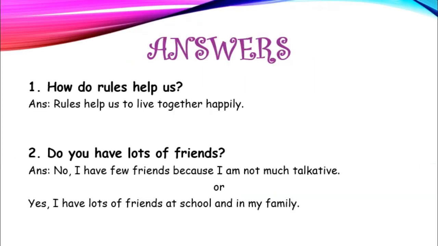All of you have done a good job by writing all the answers in your own words. That's great. I'm sure you have tried to write the answers in your own words. Now I'm sharing these answers one by one with you. Question number 1 is, how do rules help us? The rules help us to live together happily. Question number 2 is, do you have lots of friends? As I told you, the answer to this question depends on you.